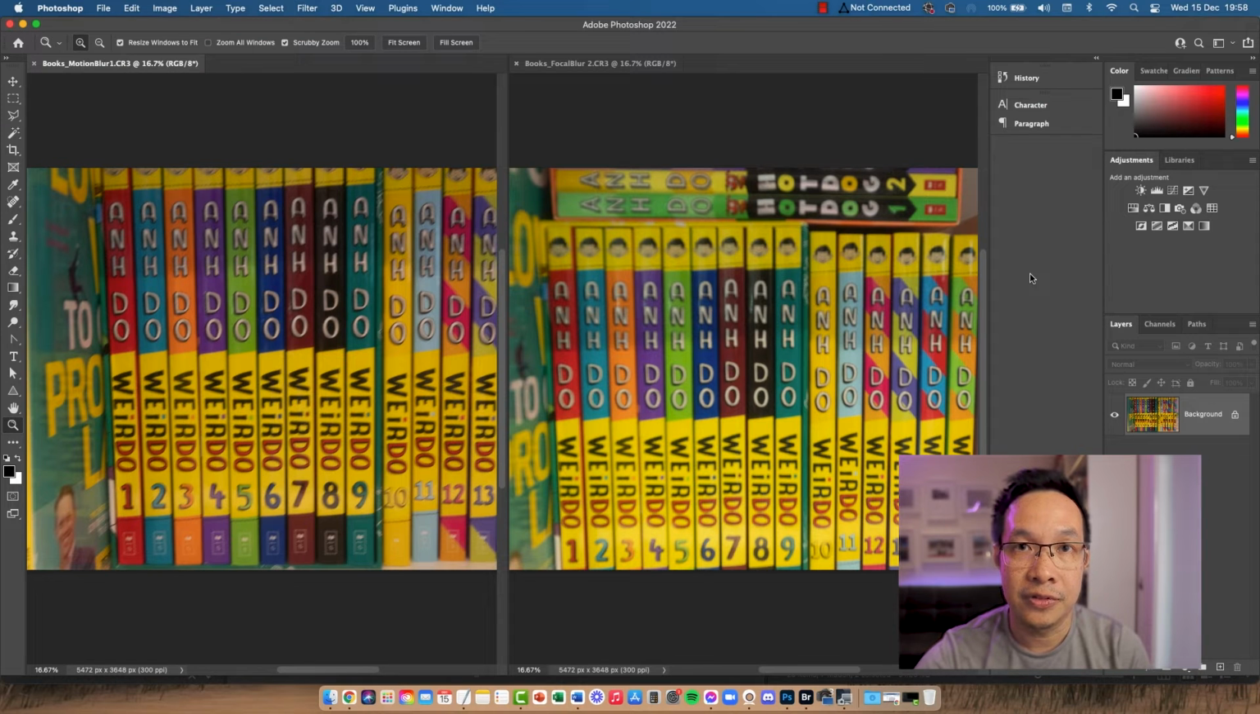Now I've put up the two photographs side by side. So you can see here, determine which one is a focal blur, which one is a motion blur. It's a bit harder to tell in this scenario. If you look at that, they could be both, but one of the biggest tips is, zoom in.